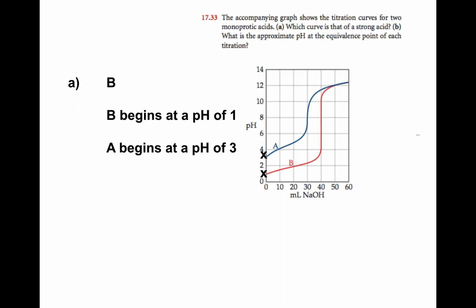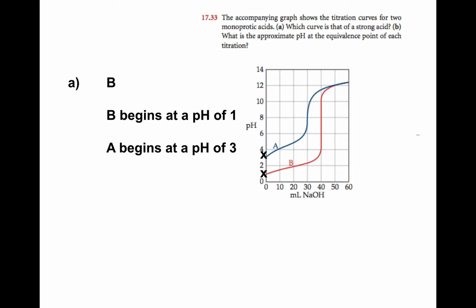The accompanying graph shows titration curves for two monoprotic acids. Which curve is that of a strong acid? Well, strong acid, you get complete ionization, so you're going to start at a lower pH. So that's titration curve B. You're starting at a pH of 1 for titration curve B, and you're starting at a pH of 3 with titration curve A. So that'd be a weak acid.